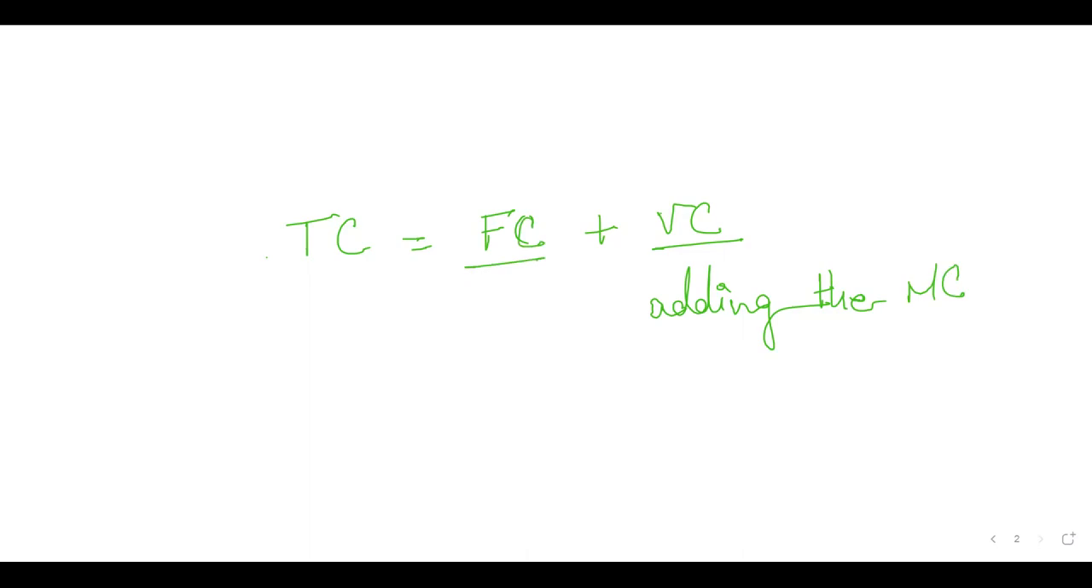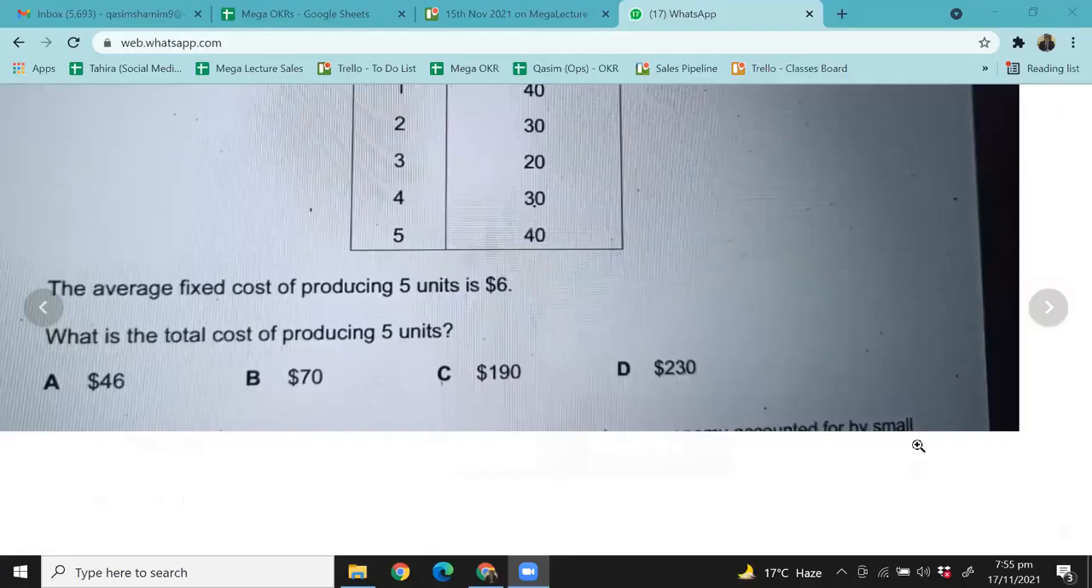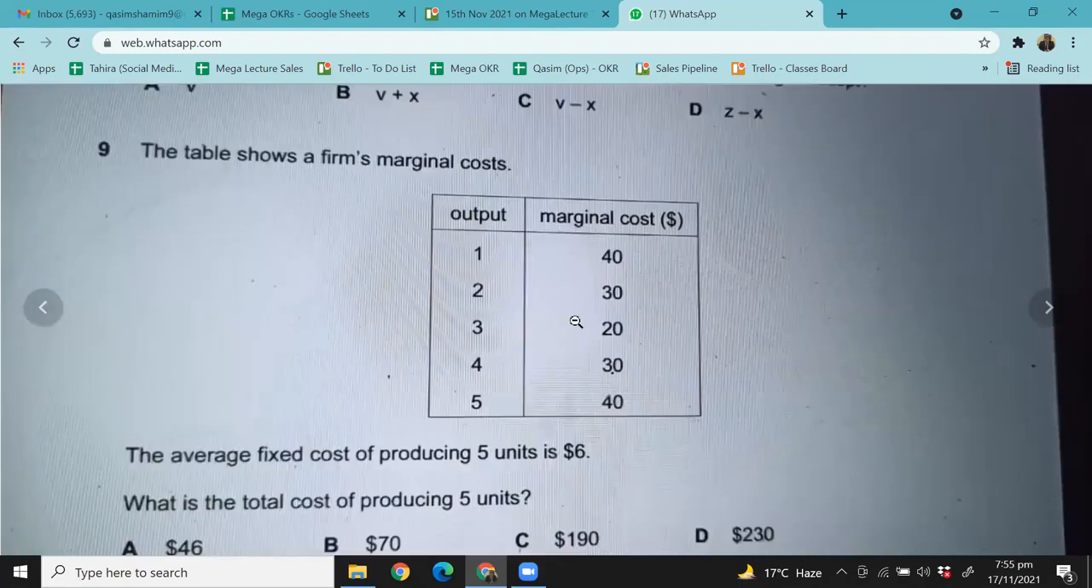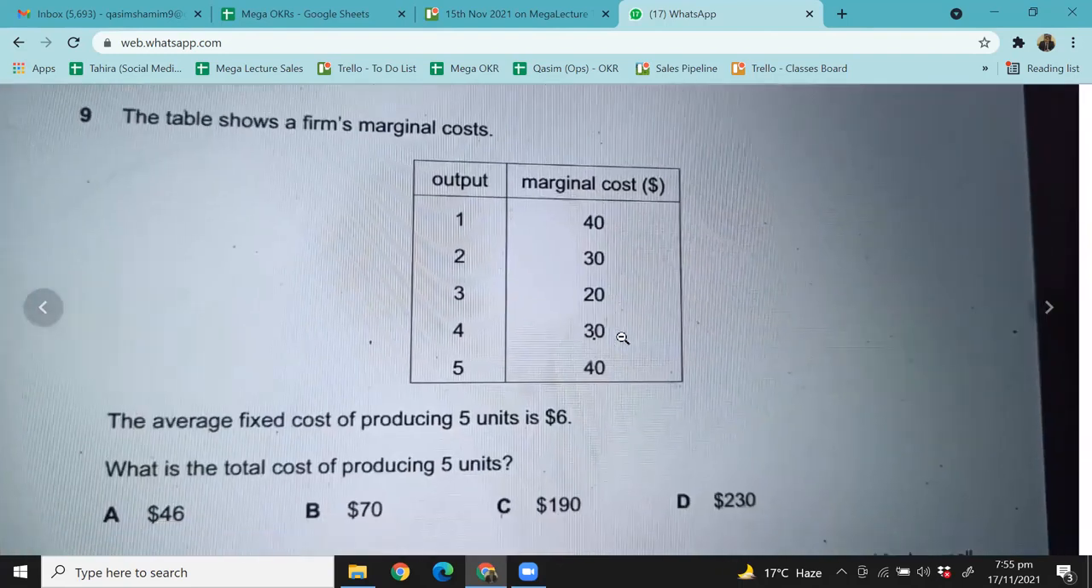Now, going back to the question, have a look at this. When you add all the marginal cost, that will give you the variable cost. First, 40, 30, 20, how much does it make? 70, 90, 90 plus 30 is 120, 120 plus 40 is 160. 160 is your variable cost of producing 5 units. Total variable cost of producing 5 units, Isha, is $160.